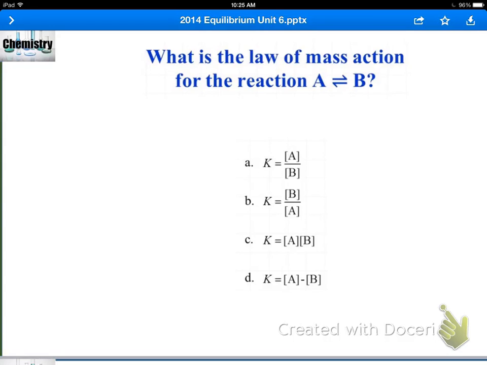Okay, so let's see if you can figure out what the law of mass action is for the reaction A to B. Also, this is the equilibrium constant expression. So take a second and do that. Okay, so I'm hoping you picked B, because B is my product. It goes over A. Coefficients are 1, so that's all I need.